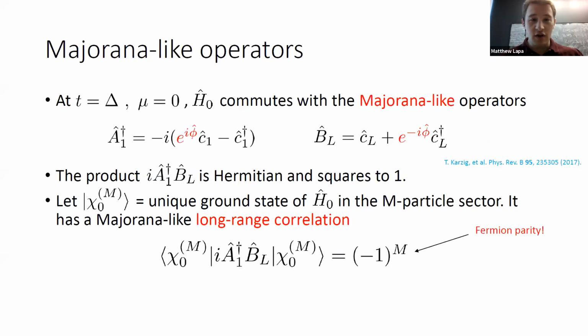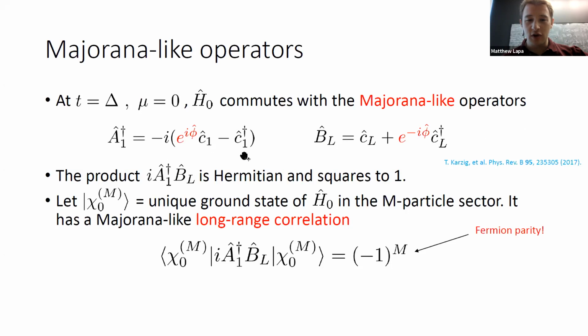The next result has to do with that long-range correlation between the two ends of the wire. To explain it, I first need to back up and tell you about a property of this number-conserving model without charging energy. It turns out that at these special parameter values, t equals delta, mu equals 0, this Hamiltonian H0 commutes with Majorana-like operators. These take this form.